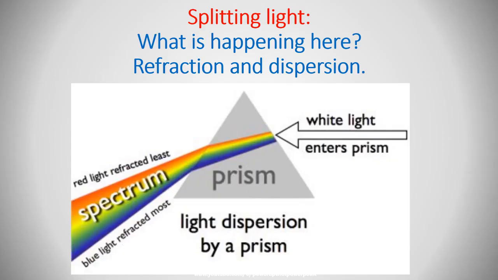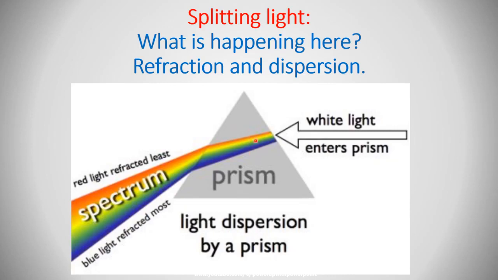Splitting light. What is happening here? As you can see, we have a prism. The prism is a transparent glass block. We have a white light, like the sunlight. It enters the prism. This is the incident ray. That's the boundary. What is happening here? We have refraction, because the light enters from air to glass. Two different transparent materials will refract the light.